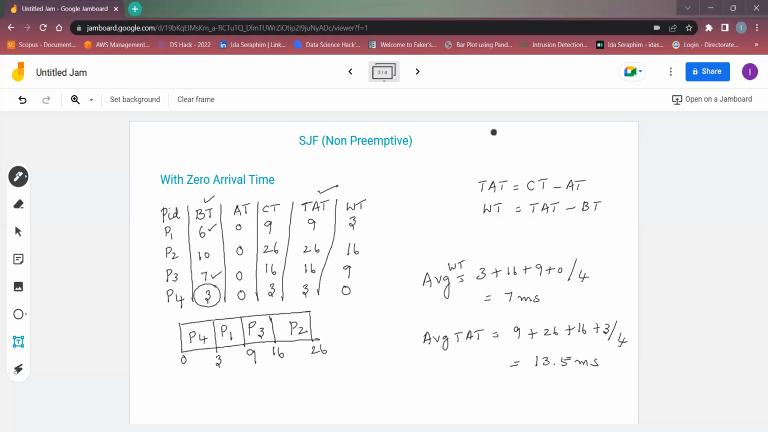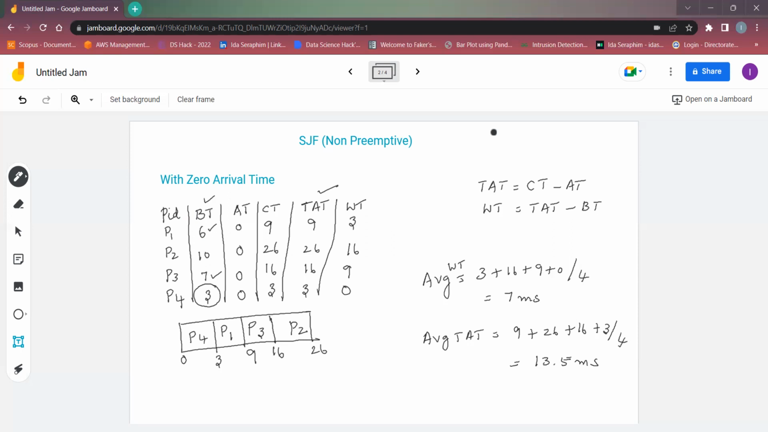Okay, so this is how you have to do the SJF algorithm with zero arrival time. This is non-preemptive. Whichever process is executing, it will just execute and go. The only thing is all the processes are arriving at the same time. That's why it directly looks for the smallest burst time and gives the CPU to the process that has the smallest burst time.